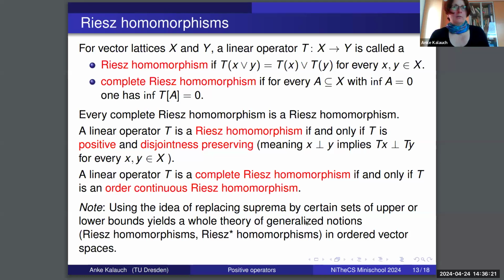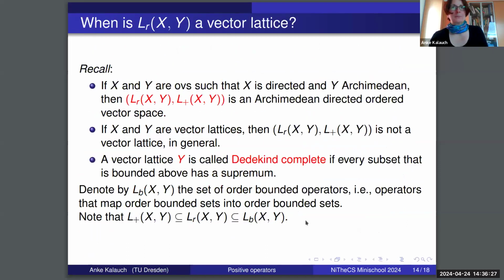So now we have all notions we need for the 3 examples, the 3rd, the 4th, and the 5th example. And now I want to discuss a bit more this ordered vector space of the regular operators equipped with the positive cones.